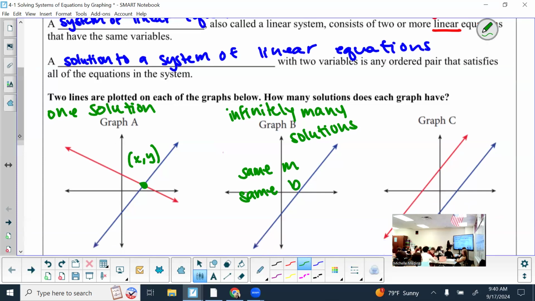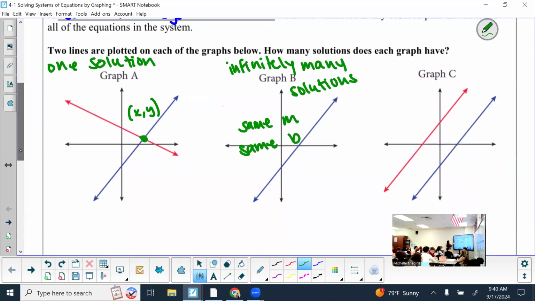All right, table 8. What about for graph C? When they never intersect, what's my solution? No solution. What types of lines are shown here? Parallel lines. So, you can assume they're parallel. They look pretty parallel, but you'll see in geometry, you can't assume things.